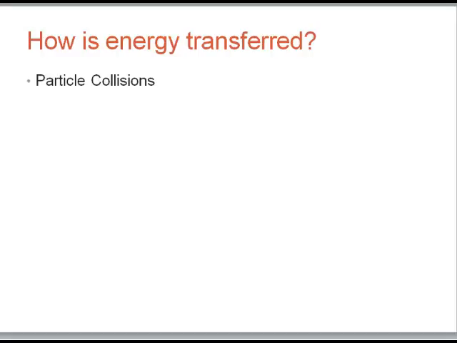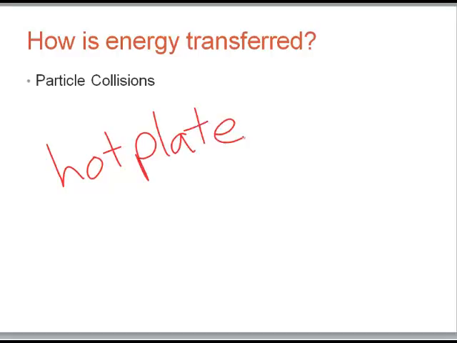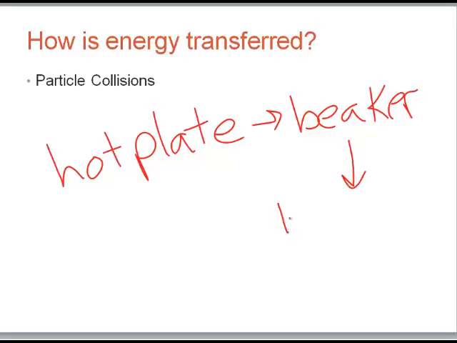So in the lab, we heated some water on a hot plate. The energy went from the hot plate particles to the beaker particles by crashing into it. And from the beaker, particles started moving faster and they crashed into the water particles. And that's how those particles transfer energy, by collisions.